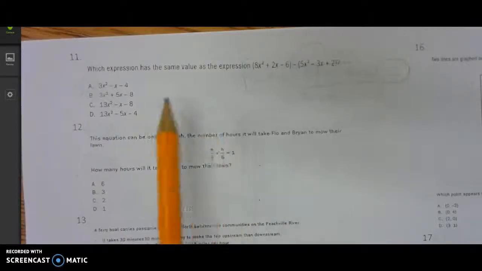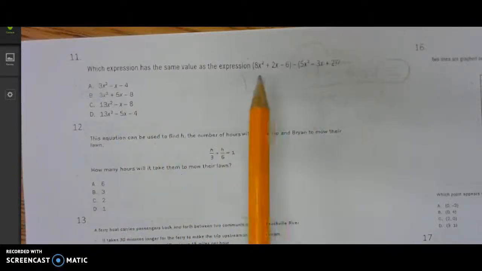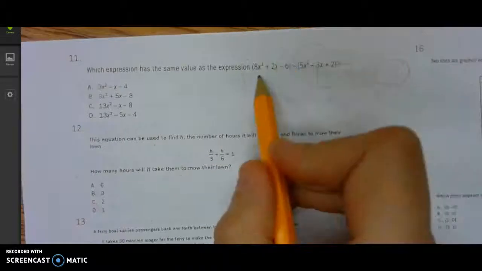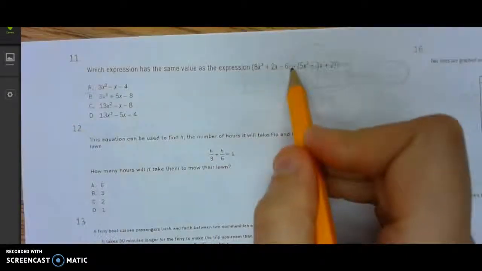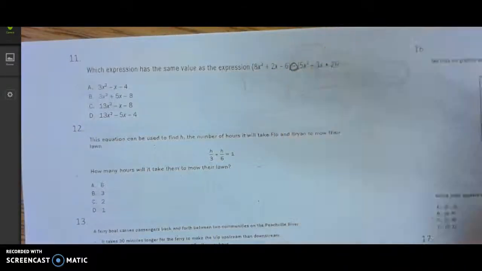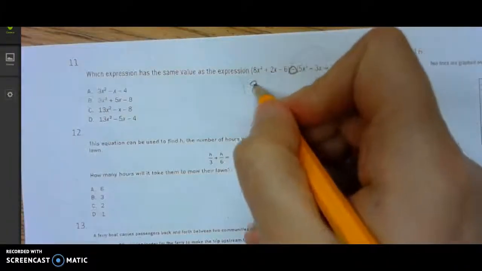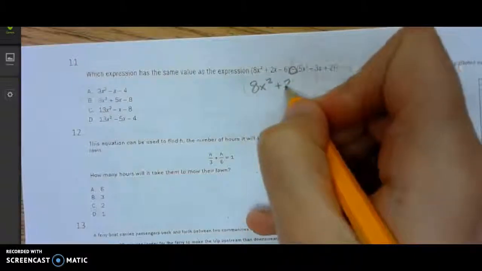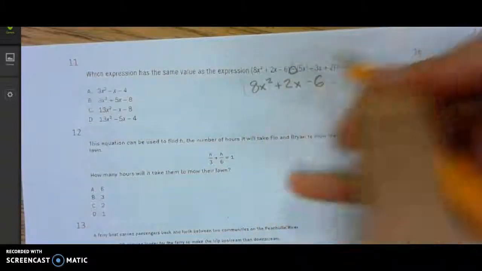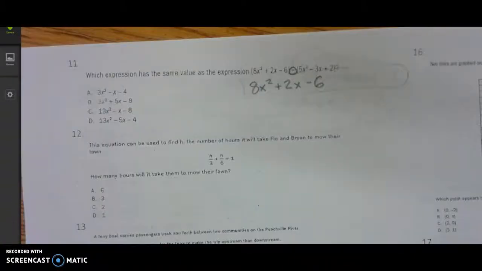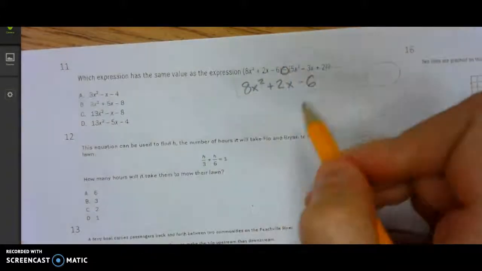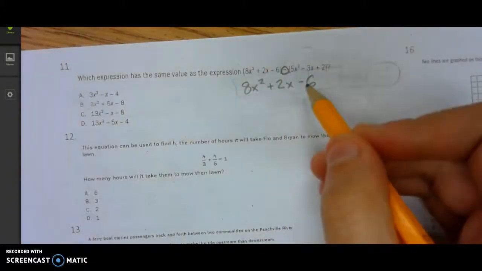Okay, 11 says, which expression is the same value as this? If I look at it, I have two polynomials with a subtraction sign in the middle. That is telling me I'm doing polynomial subtraction. So I can carry down the first polynomial. And I'm going to distribute this negative sign times everything on this side.